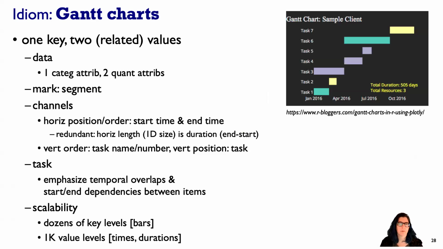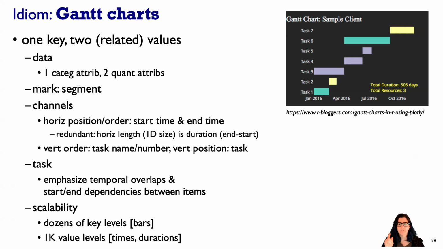How about Gantt charts? Now, here's one where we actually still have just one key, but we have these two different values, but they are related. So think of it as a categorical attribute, but two quantitative attributes. And we're using a segment mark. And this really is a segment where the way we're thinking of it is that horizontally, in this case, of course, they could go the other way, but typically they are going horizontally, where we have time as the horizontal axis. So we've got a start time and an end time for a particular, in this case, task.